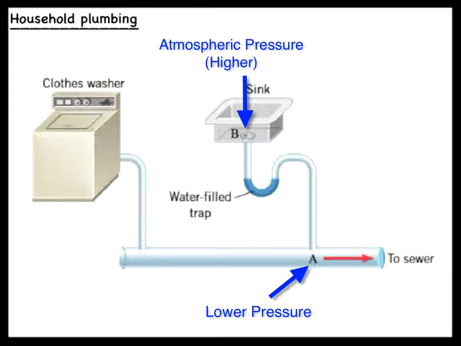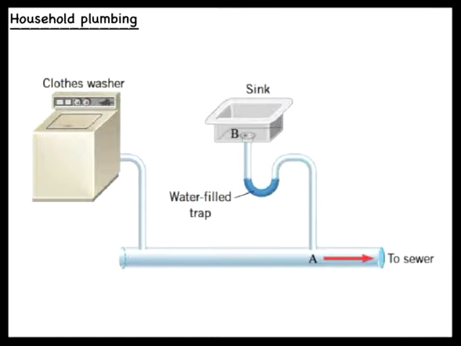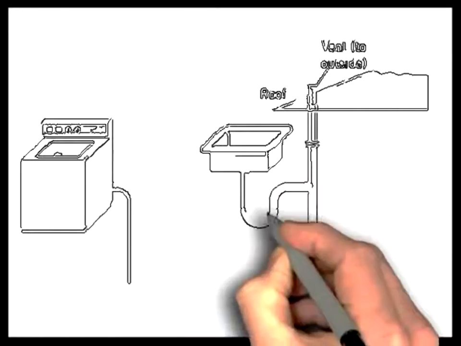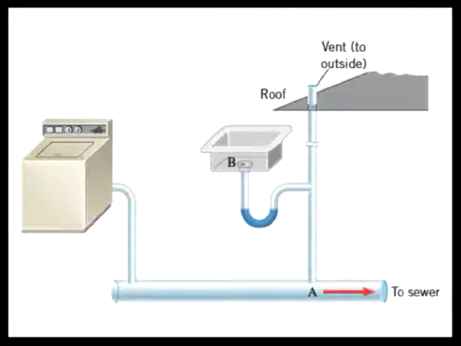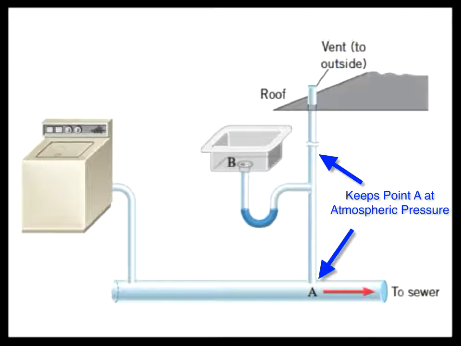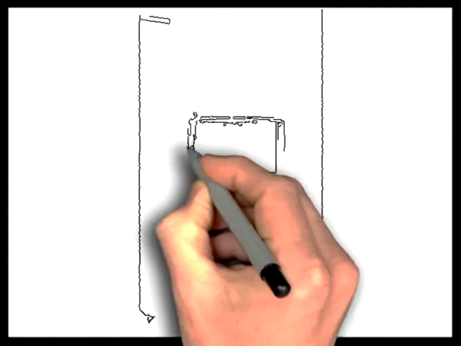This is not a good situation, since an empty trap can allow sewer gas to enter the house through the sink. A correctly designed system utilizes a vent pipe that keeps both points A and B at atmospheric pressure, even when water from the clothes washer rushes through the sewer line. Thus, the purpose of the vent is to prevent the water-filled trap from being emptied, not to provide an escape for sewer gas. The following video demonstrates this effect.